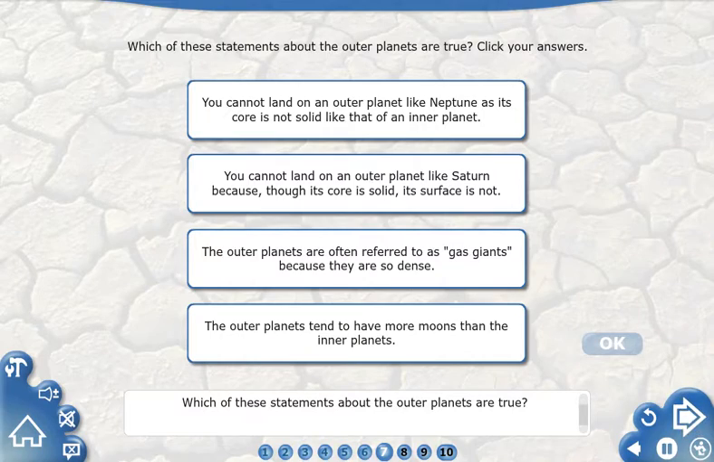Which of these statements about the outer planets are true? Click all the answers that apply, then click OK.